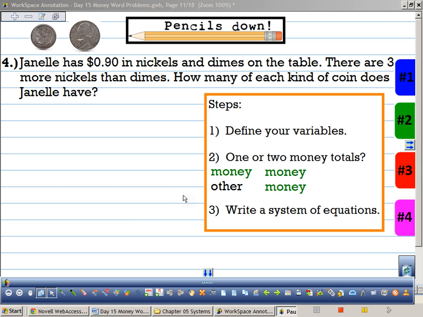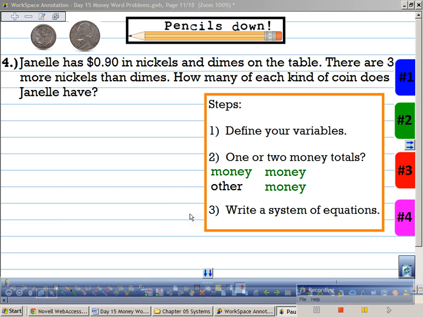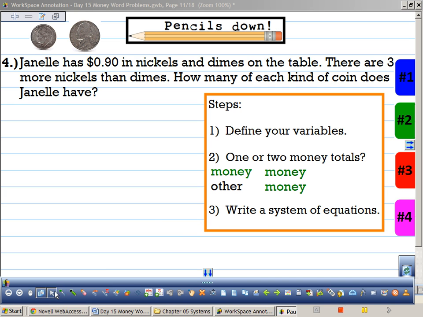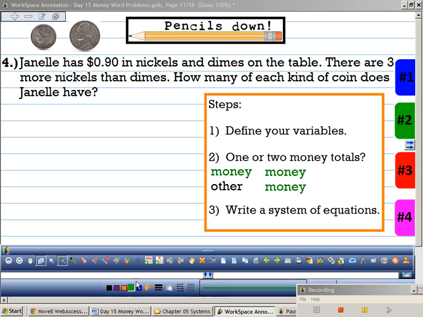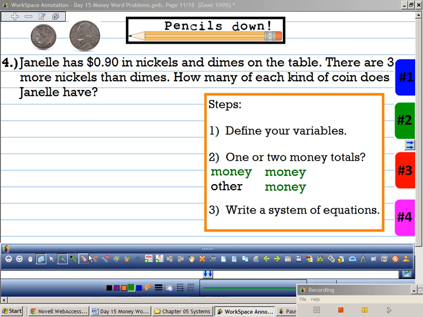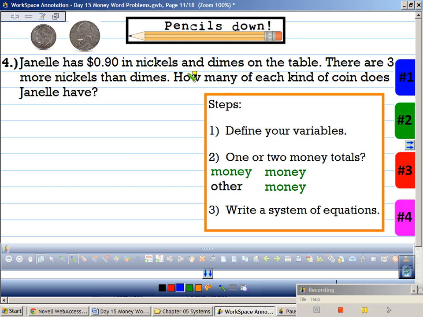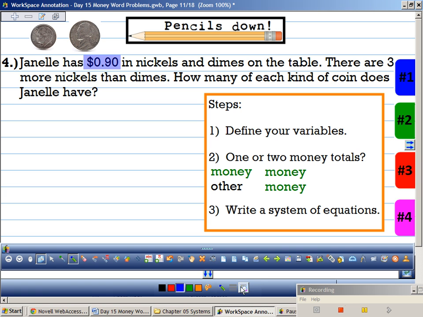Okay, let's look at this one. We did this one together in class on Friday. Let's see if you guys can set it up. I put pencils down. I'd rather you guys just set it up. I'll start it with you. Then you guys set it up. So Janelle has 90 cents in nickels and dimes on the table. Does that sound like a total? Sounds like a total to me.